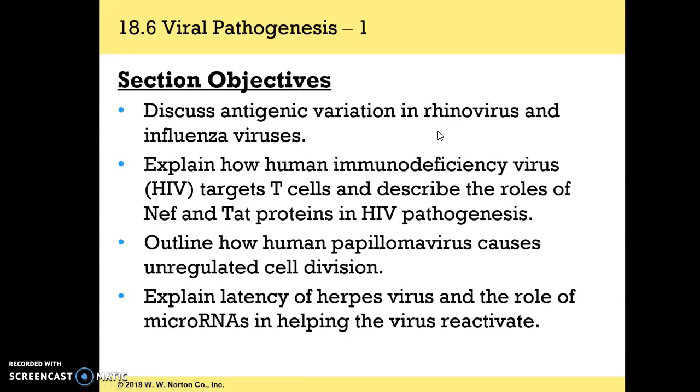Section 18.6 talks about viral pathogenesis. We'll discuss the antigenic variation in the rhinovirus and influenza viruses, explain how the human immunodeficiency virus targets the T cells. We'll describe the roles of NEF and TAT proteins in HIV pathogenesis. We'll outline how human papillomaviruses cause unregulated cell division. We'll explain the latency of herpes virus and the role of microRNAs in helping the virus reactivate.